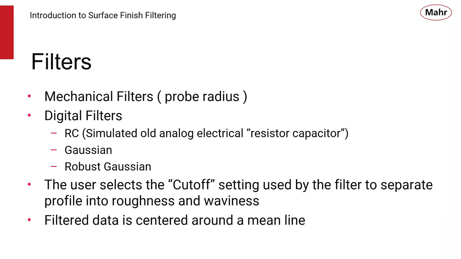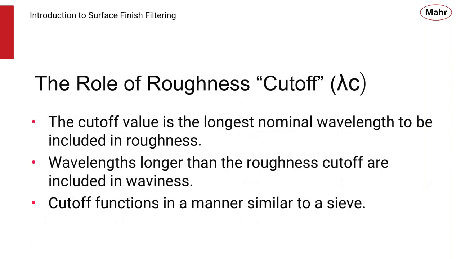So the user selects the cutoff setting used by the filter to separate the profile into roughness and waviness components. So filter data is always centered around a mean line. The cutoff value is the longest nominal wavelength to be included in the roughness value. Wavelengths longer than the roughness cutoff are included in waviness parameters.